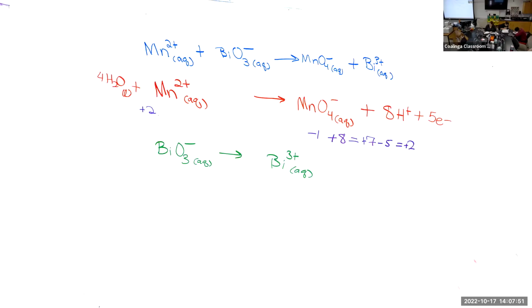Okay, we got +2, +2. Down here, is there a bismuth to balance? No. So then what is the next step? That's that H2O again. Got to add H2O to the right side, and 3 of them. And you add the hydrogen to the left side.